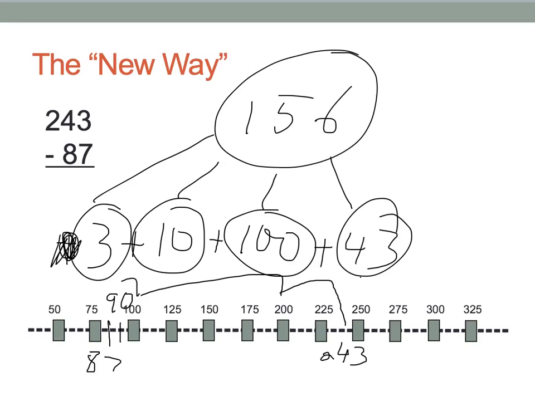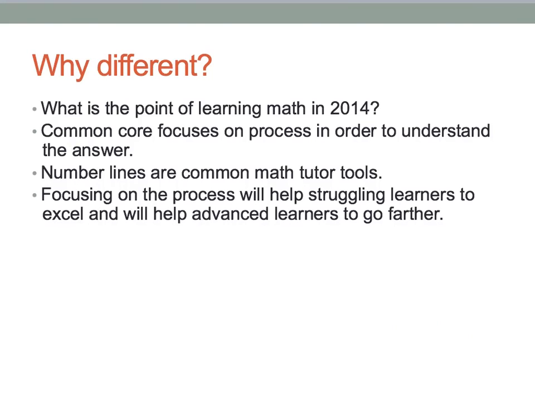now that you know that number lines work pretty easily, why are we kind of looking at it? Why are we doing that? So the first question you need to ask yourself is, what's the point of learning math in 2014? I have a calculator, I have a phone, I have a computer. I have a whole host of different ways to find the correct answer and check it. I don't need to know addition and subtraction for the sake of addition and subtraction. That's why Common Core focuses on the process in order to understand the answer.